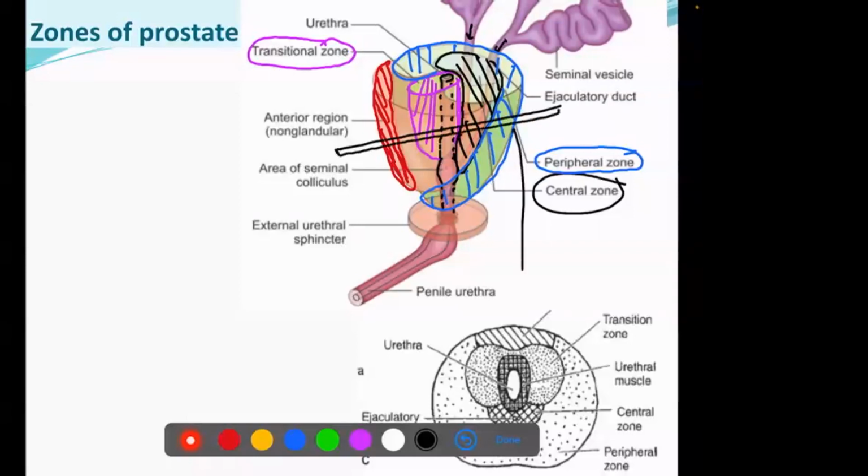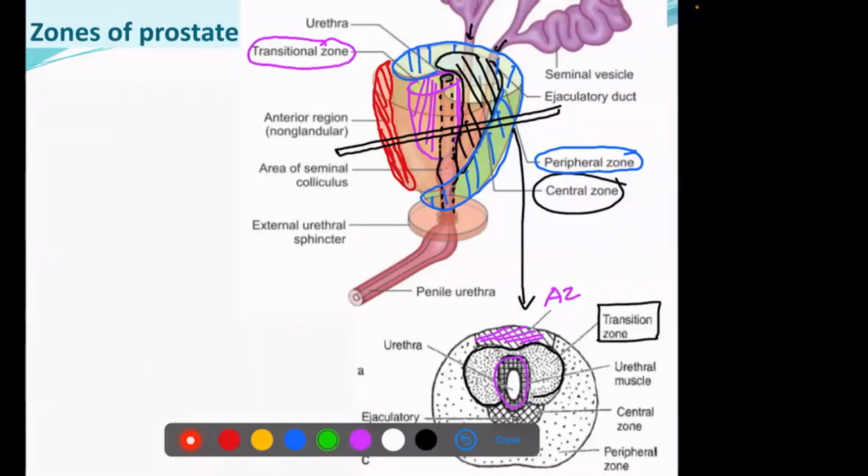Transverse section. So this is the image. This is the urethra, you can see. The part of the prostate that surrounds the urethra is known as the transition zone. The part that lies anteriorly and has no gland, just a fibrous and muscular part, is known as the anterior zone or anterior area.